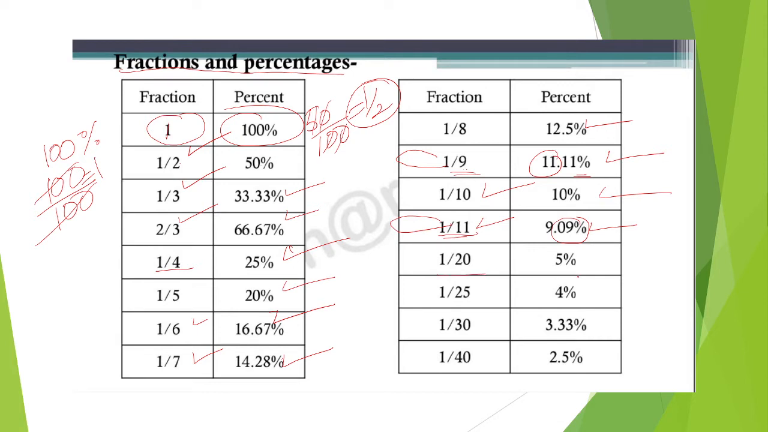1 by 20 means 5 percent, 1 by 25 means 4 percent, 1 by 30 is 3.33 percent, 1 by 40 is 2.5 percent. We should remember the fraction and the equivalent percentage. Then we can directly write the answer. Here we should not waste any time.